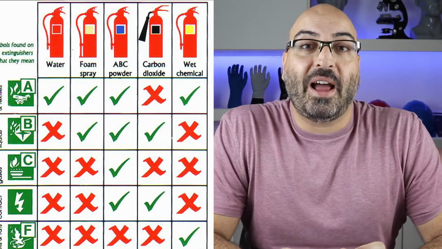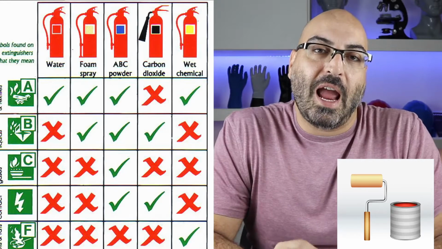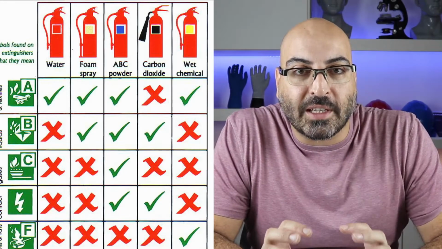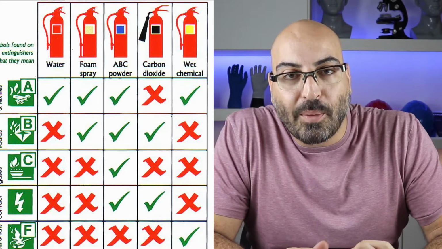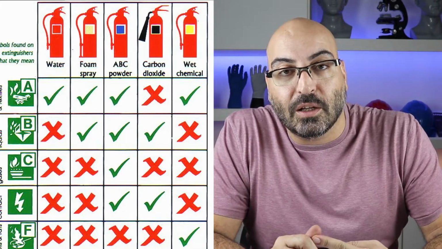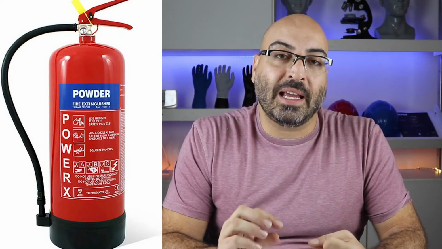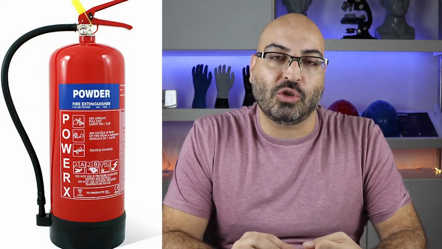Class B fires are flammable liquids, so paint, turpentine, and petrol. You can use 3 different types of extinguishers: foam, carbon dioxide, and dry chemical, but you can't use water. So you've got to be careful with that. Class C fires are flammable gases, methane, butane, hydrogen, and you can only use a dry powder extinguisher. You can't use foam and you can't use water.